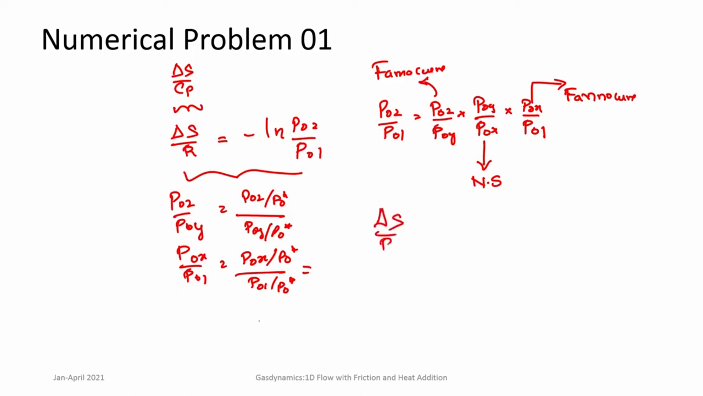Delta S by R is directly log of P02 by P01, sorry, with a minus sign. So if you get P02 by P01, then delta S by R is equal to 0.576. That's the change in entropy.